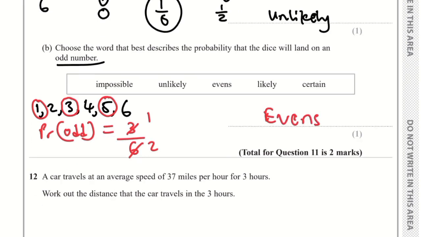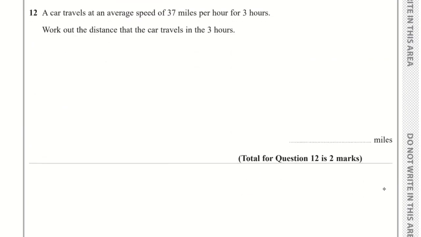Okay, let's go to number 12. Number 12 says, a car travels at an average speed of 37 miles per hour for 3 hours. Work out the distance that the car travels in the 3 hours.